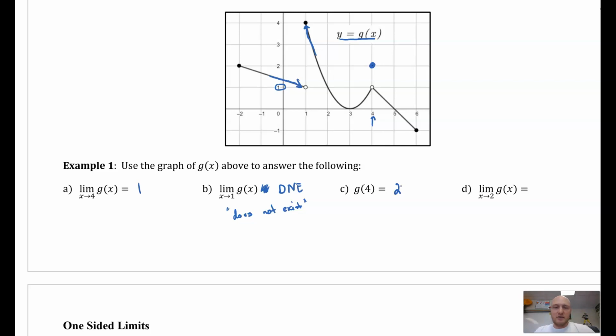All right, D, the limit of g of x as x approaches 2. Again, nothing funny going on. This is just a regular old point. It's possible to have limits at these points, and we actually like them because they're nice and easy. So the limit of g of x as x approaches 2 is just 1.